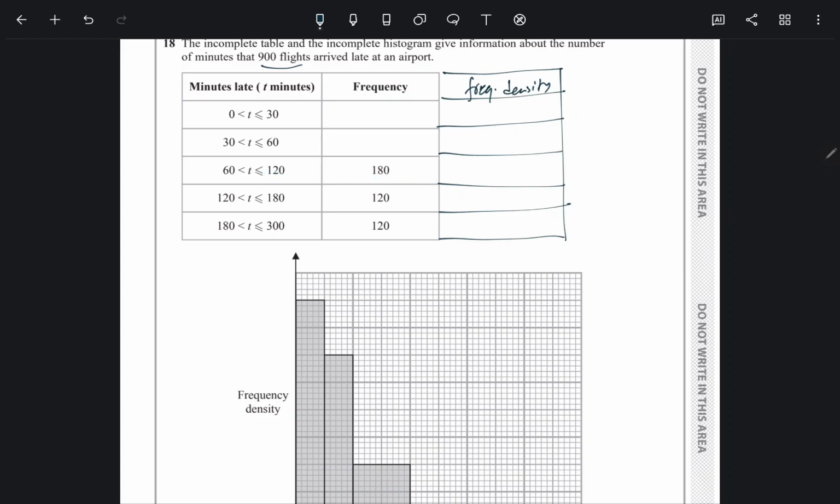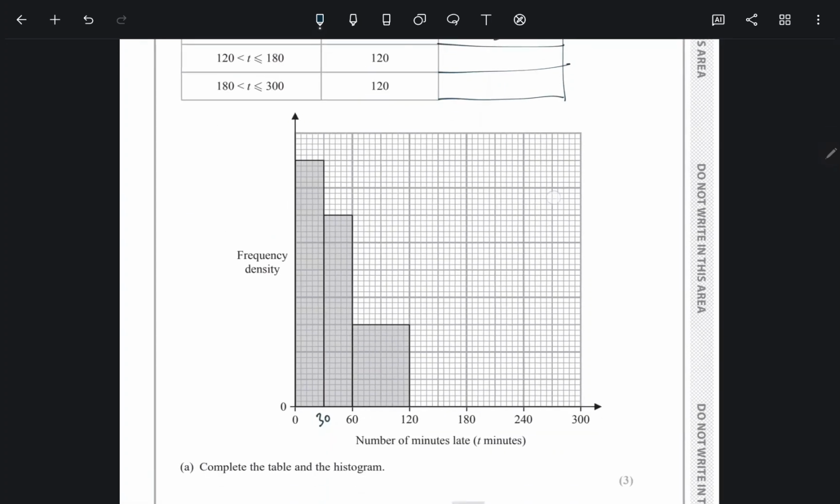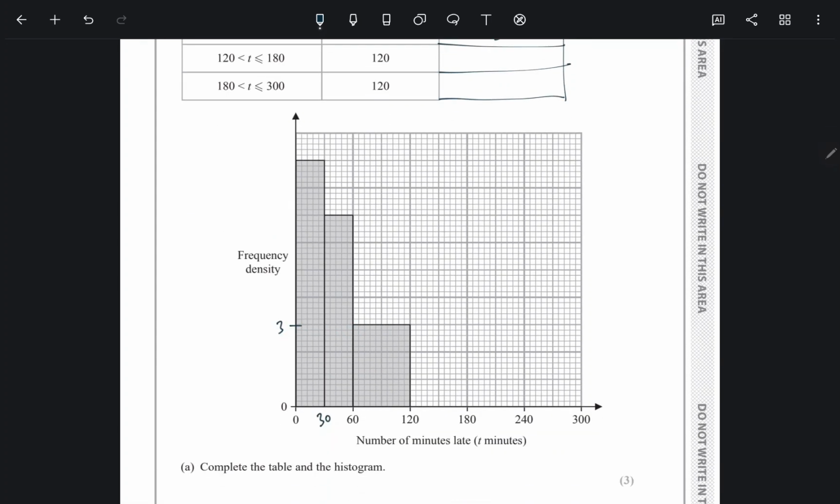So frequency is 120 divided by class width is 60. 120 divided by 60 is 2. Sorry, that's going to be 3. And from the graph, we can see that that value is 3. So this must be 1, 2, 3, 4, 6, 8, 9.